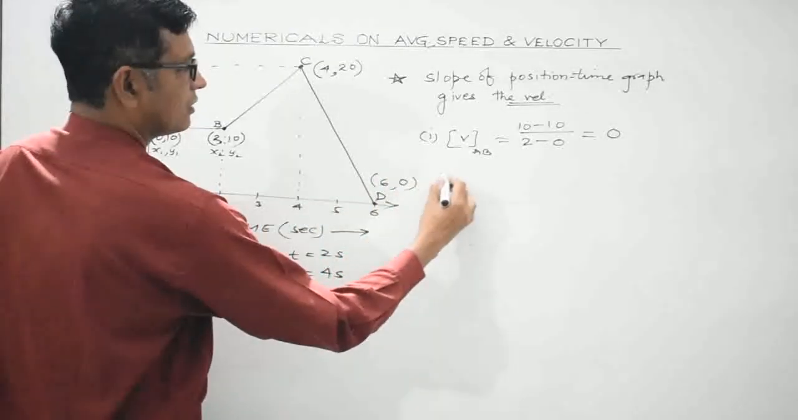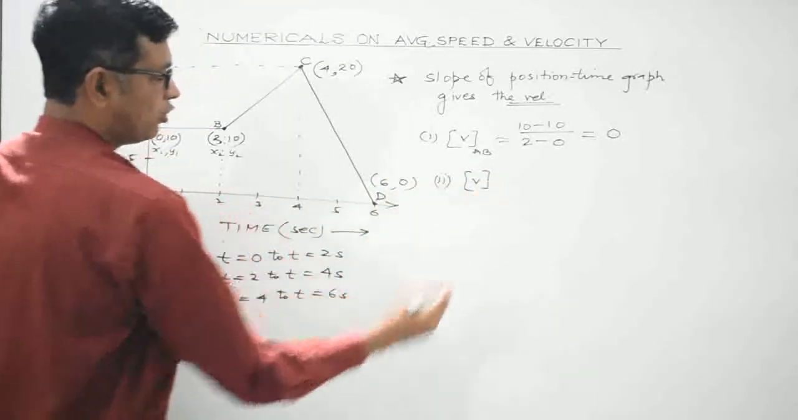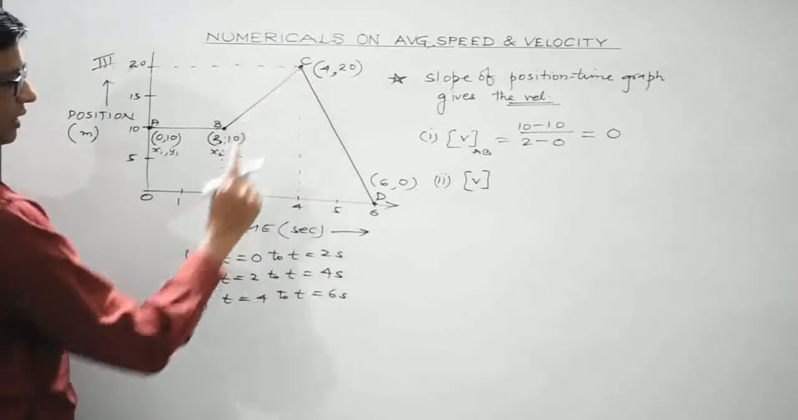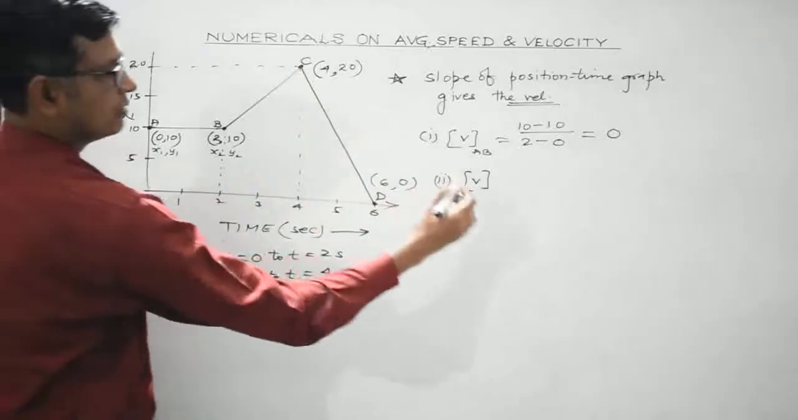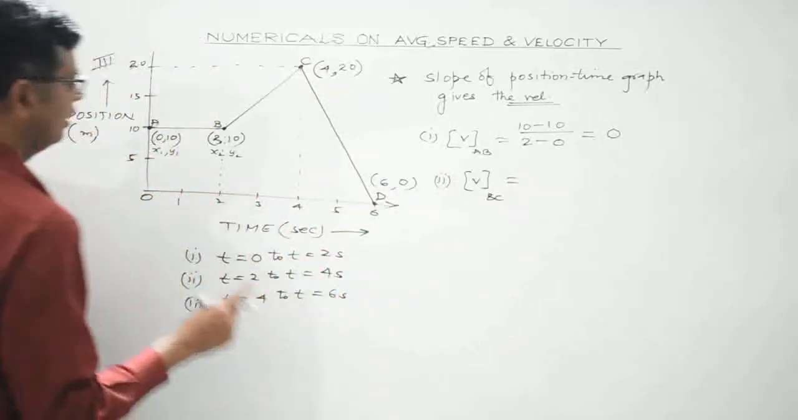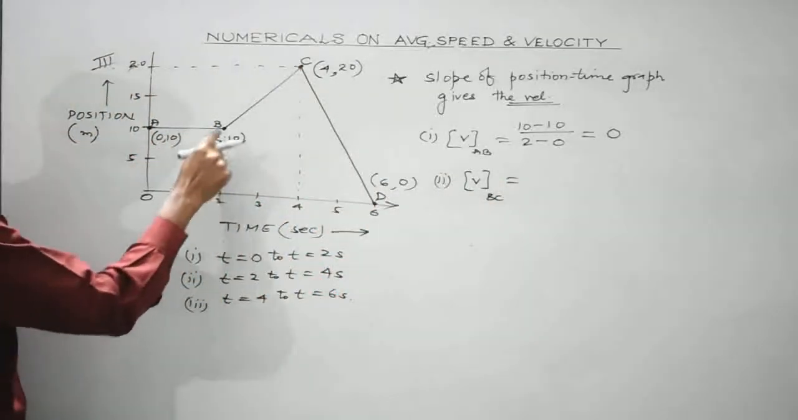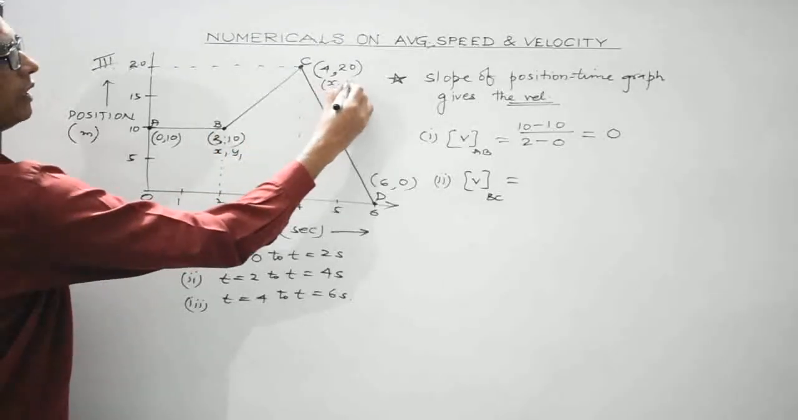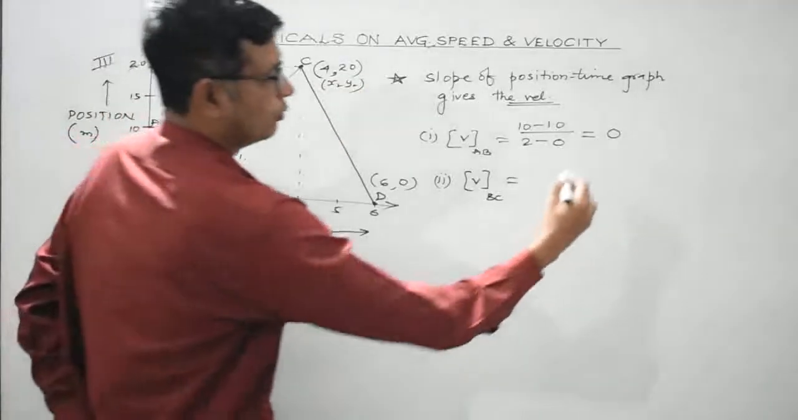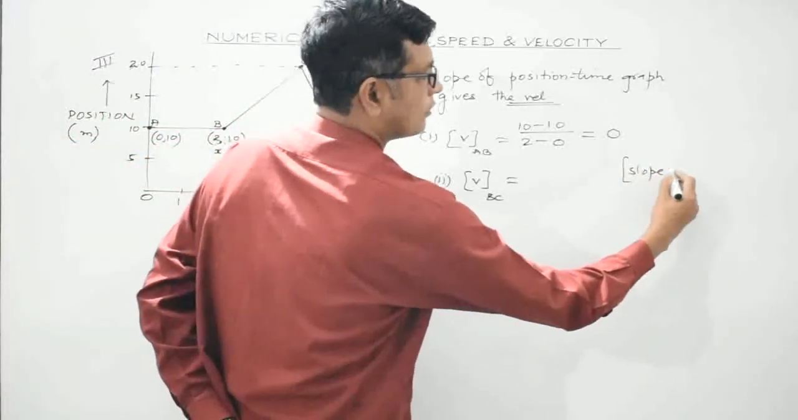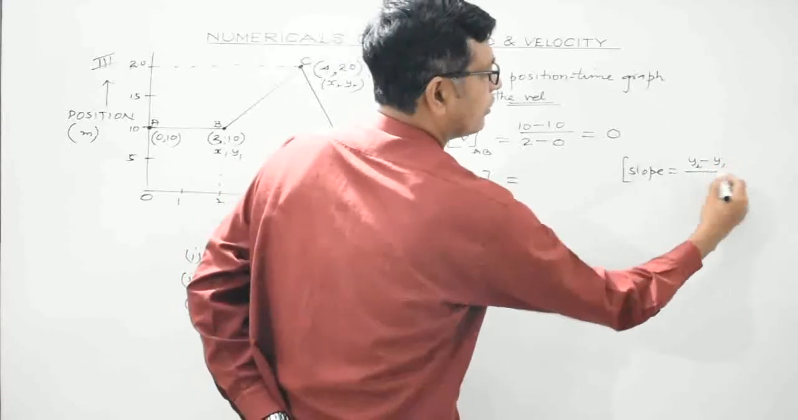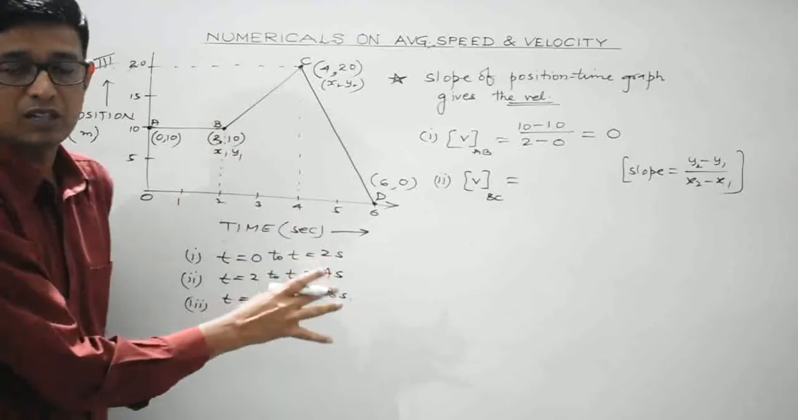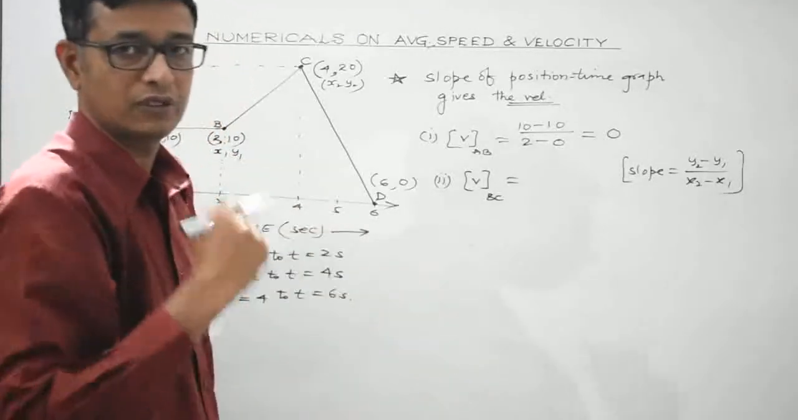Let's consider the second case. We need to find out the velocity of the body during the time interval 2 to 4 seconds. This is 2, this is 4. That is from B to C. Now consider B to C. B is the initial, C is the final point. Consider this to be x1, y1, this to be x2, y2. And the formula for the slope is, as I have told you, y2 minus y1 divided by x2 minus x1, right? And slope of position time graph, x-t graph, will give us velocity of the body.